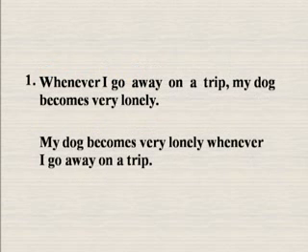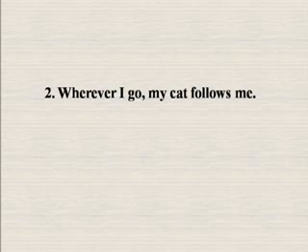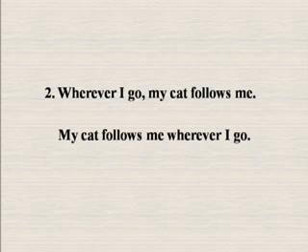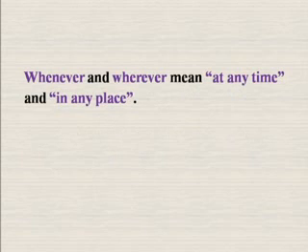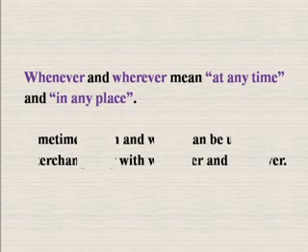Number 1. Whenever I go away on a trip, my dog becomes very lonely. My dog becomes very lonely whenever I go away on a trip. Number 2. Wherever I go, my cat follows me. My cat follows me wherever I go. Notice that whenever and wherever mean at any time and in any place.